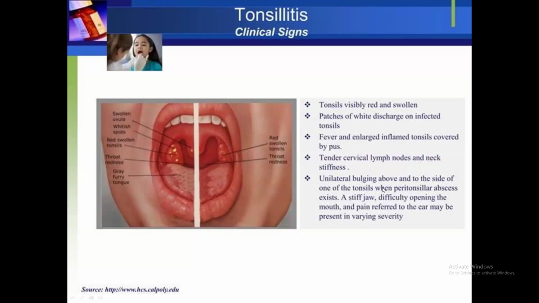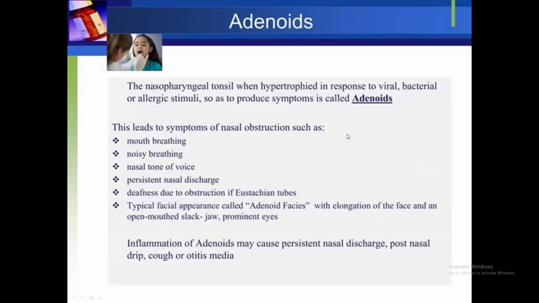There is also unilateral bulging above and on the side of one of the tonsils when a peritonsillar abscess, that is quinsy, exists. There is also a stiff jaw, difficulty in opening the mouth, and pain referred to the ear, which may be present in various severity. See, these are the clinical signs: swollen uvula with whitish spot, red swollen tonsils, and throat redness. If we want to differentiate with adenoids, we can do so in the next slide.